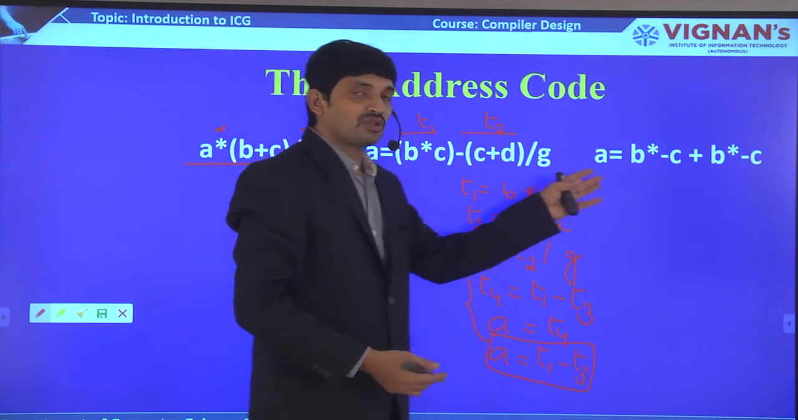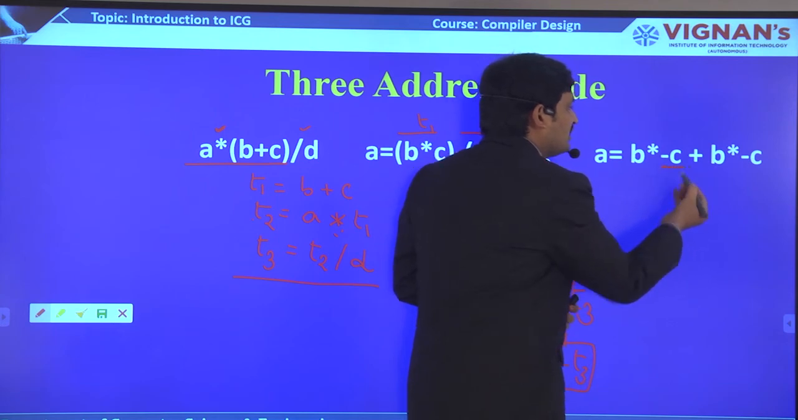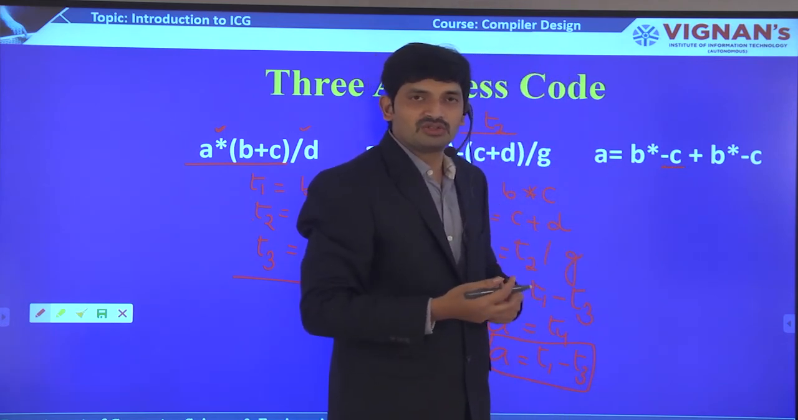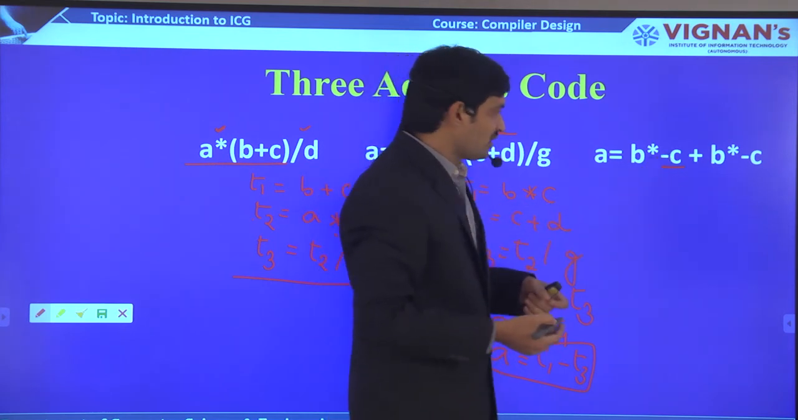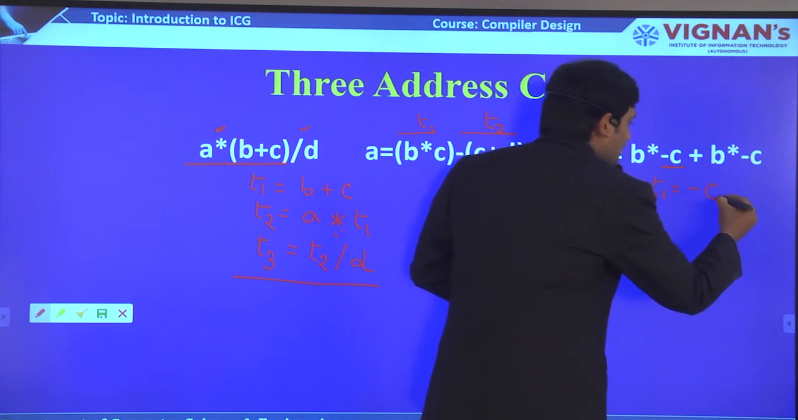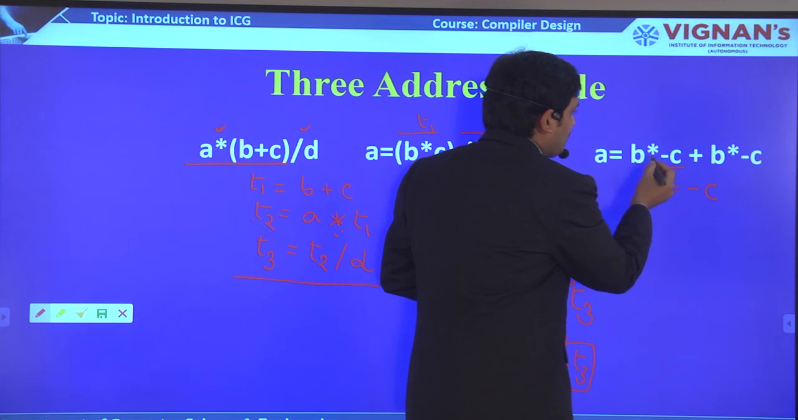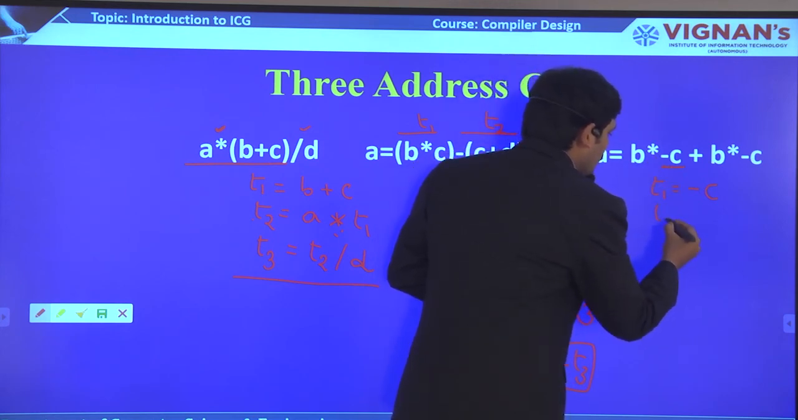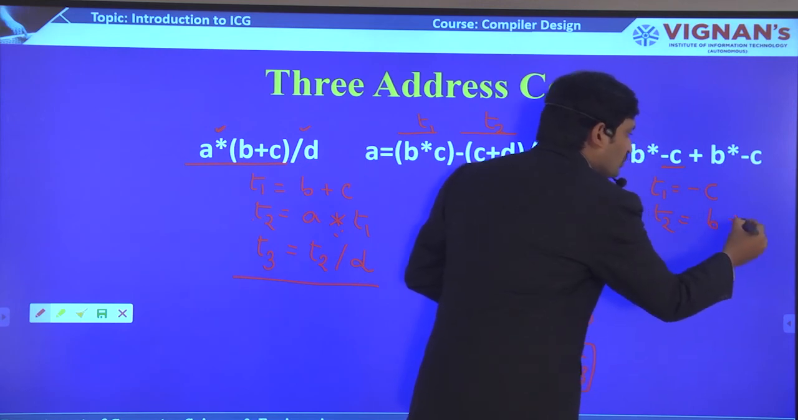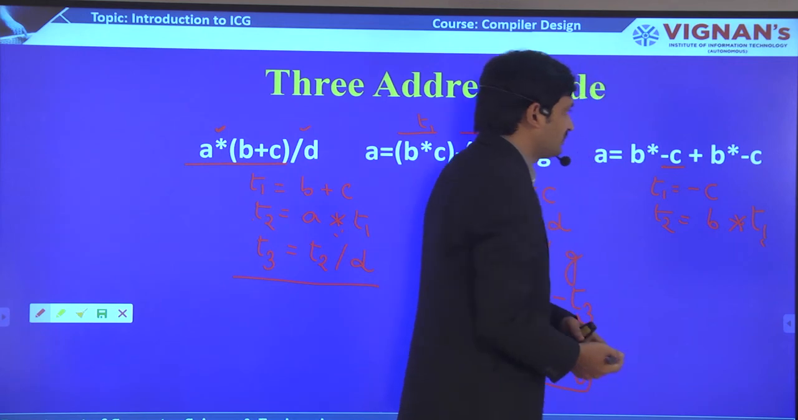Okay, now come to the last one. So a equal to b into minus c. Here minus c indicates the unary operator. So we have to give the most precedence to this unary operator. So I am writing t1 equal to minus c. Okay, then I have to apply the multiplication operation with b. So t2 equal to b into, so minus c is loaded onto t1, so I have to write t1.